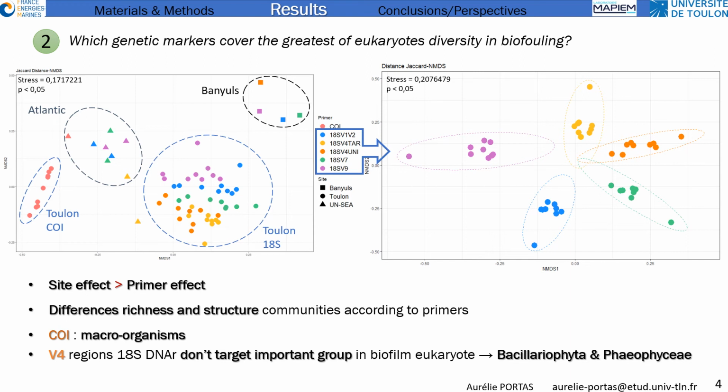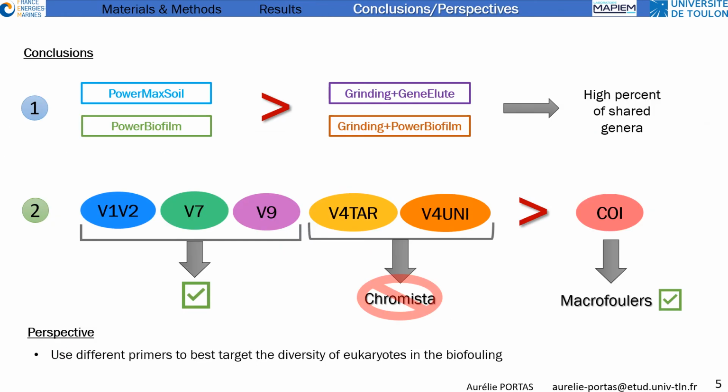If we look closer at the specific genera identified for each marker, both the V4 primers failed identifying chromobiont, especially diatom and brown algae. In conclusion, the kit method for DNA extraction collected the higher diversity in comparison to grinding methods, despite a high percent of shared genera. Remarkably, we also observed some variability in the structure of communities according to the primer used as they target specific taxa.